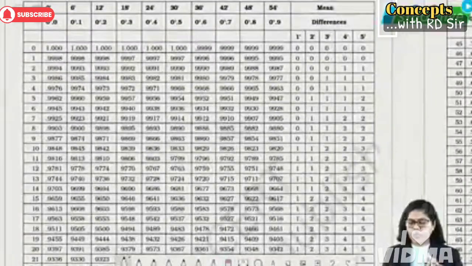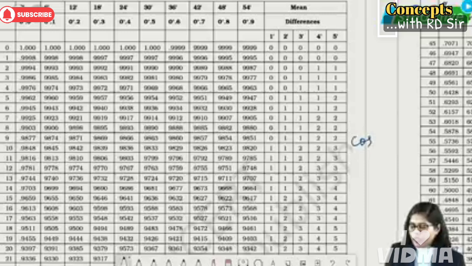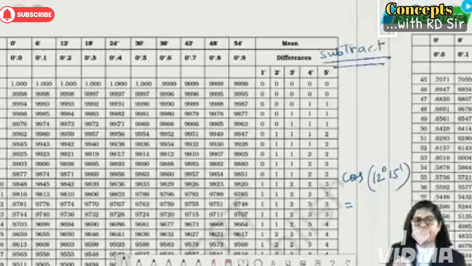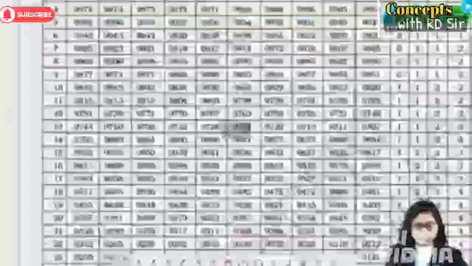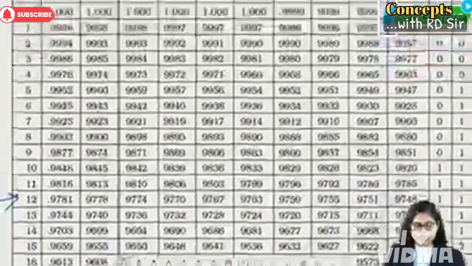Again, now look at this. Suppose if I want to find out cos of, right, cos of say 12 degrees 15 minutes. Method is all same. Only difference is here we are not going to add these values, we are going to subtract. Remember, in cos we are going to subtract these values. Okay. So if I want to find out cos of 12 degrees 15 minutes, right? So let us see that 12 degrees, yes, this is the 12 degrees, correct? And 15 minutes, 15 minutes students, look at this part.